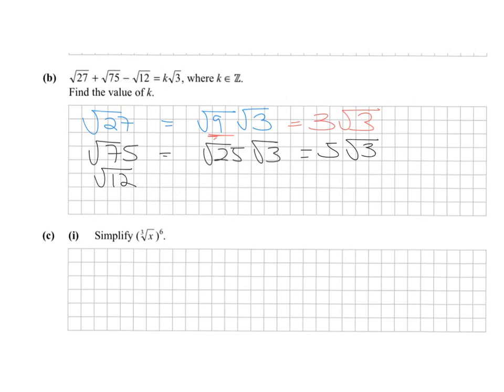Root 12 is the same as root 4 by root 3, and root 4 I can write as 2 root 3. Once I've written it in this form, I'll be able to figure it out. The reason why I picked root 3 is because they wanted me to have a root 3 in it, so that helps me pick out my factors. So it was 3 root 3 plus 5 root 3, that gives me 8 root 3, minus 2 root 3 gives me 6 root 3.